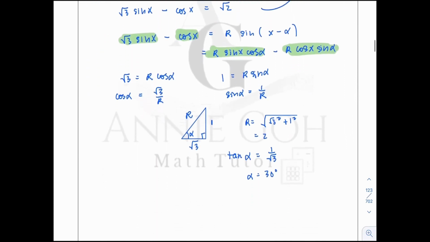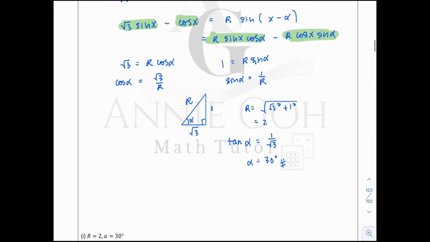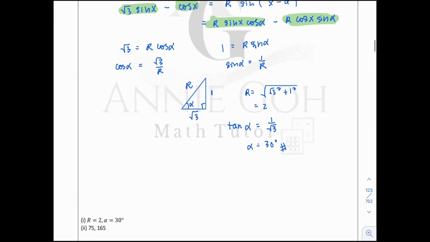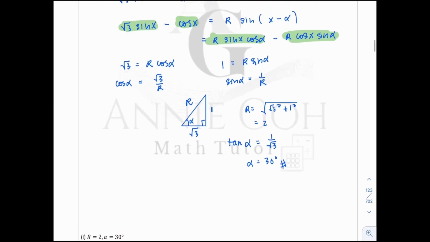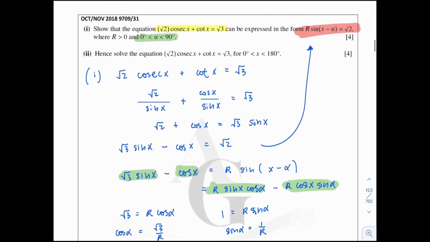Alright, have a look at the answer here. R is 2, alpha is 30. Alright, so it's correct. As for part 2, hence, again, is related to the part 1, solve this equation. So this equation cannot be solved directly, and that is why in the part 1 they ask you to express in this form.